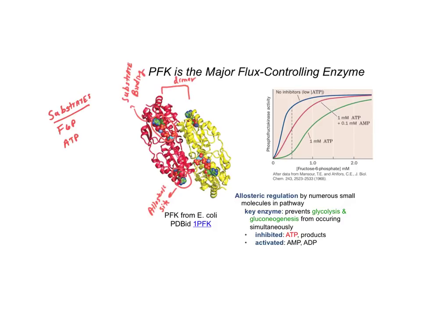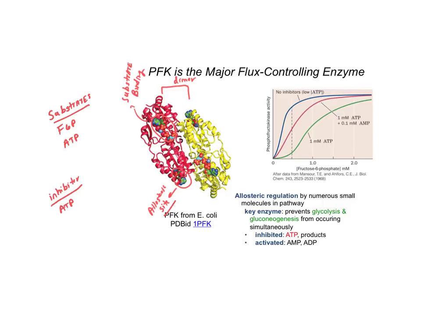Now, there are going to be a couple of allosteric effectors. The first allosteric effector, which we're going to call an allosteric inhibitor, is also ATP. Okay, so ATP is an allosteric inhibitor and can also bind at this allosteric site. So there are two places where ATP can bind to this enzyme.